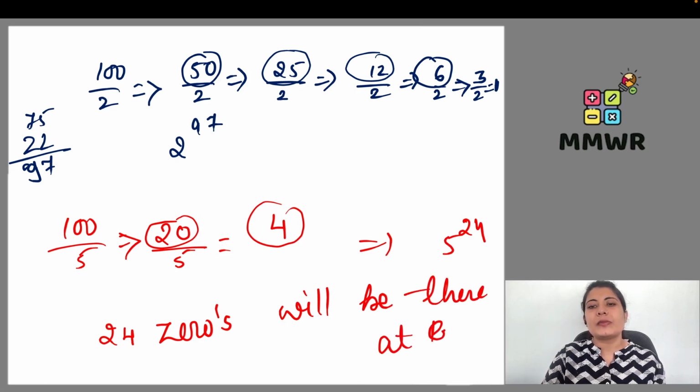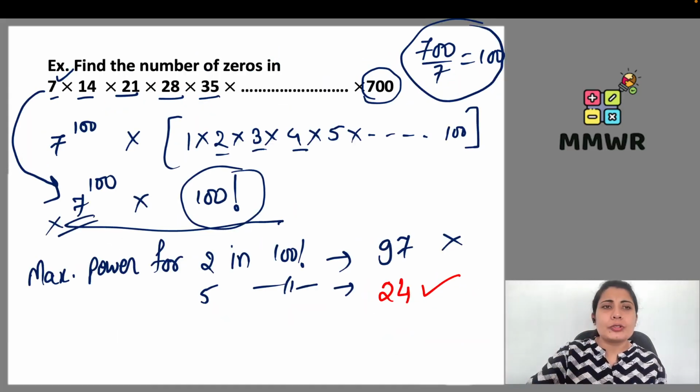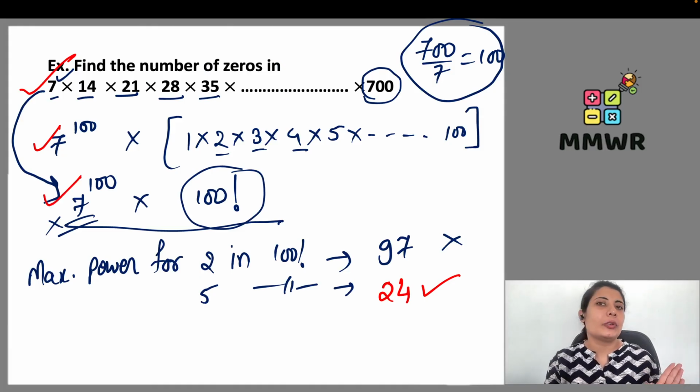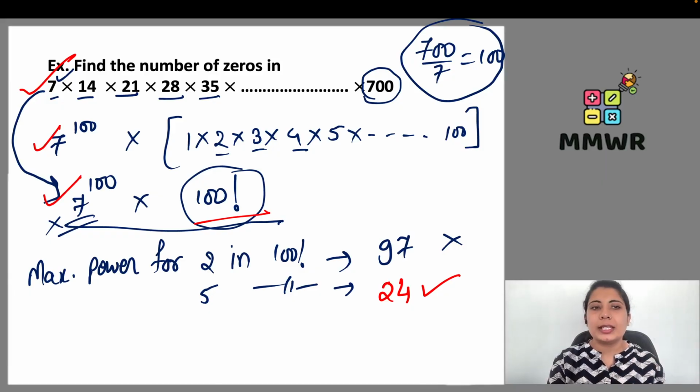Right? How many zeros will be there? 24 zeros will be there at the end. I hope it's quite easy for application and understanding. You simply have to do 3 steps, first, second, third, and directly find out the maximum power for 5 in such cases, क्योंकि फैक्टोरियल में जो भी वैल्यू होगी उसमें 2 की पावर ज्यादा ही आनी है कंपैरेटिवली 5 पावर्स, राइट? Until we do not get 5 power something something here.